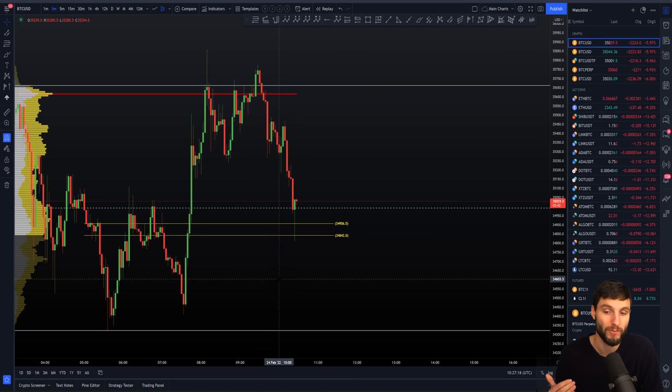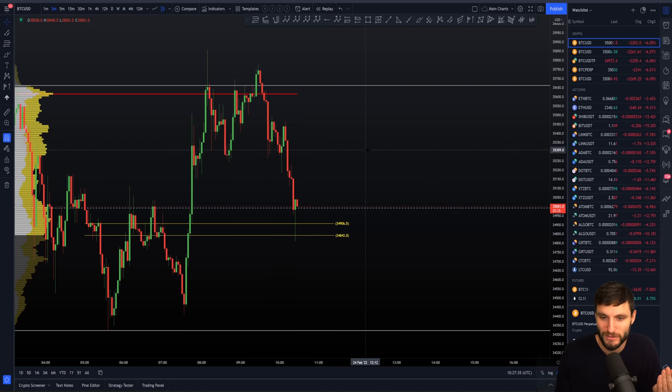Because it's not the highest probability. Let's be honest, it's not the highest probability if you look at the context of the move. Yes, you've hit the CC and it's got a bounce. I'm pretty sure you're going to see some people in our group that have taken that scalp. But this is not really a scalp trade that I'm going to be taking myself, because for me, there's not enough confluence in the context that it's come from.